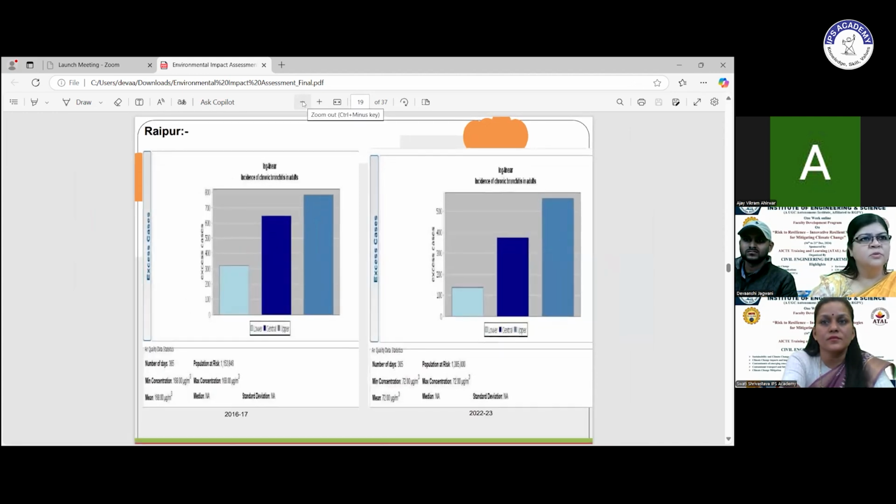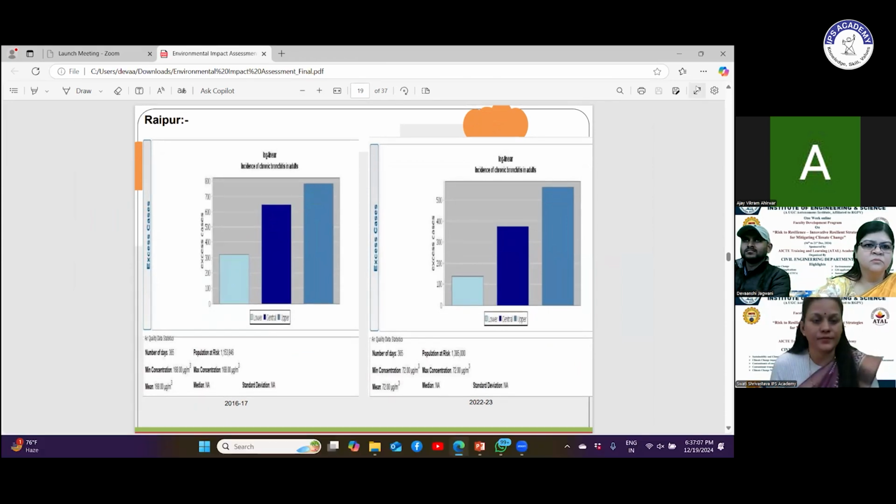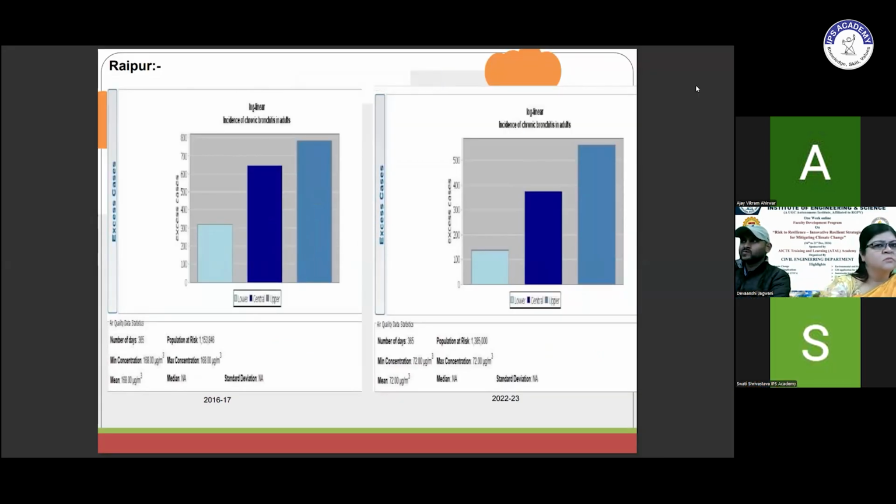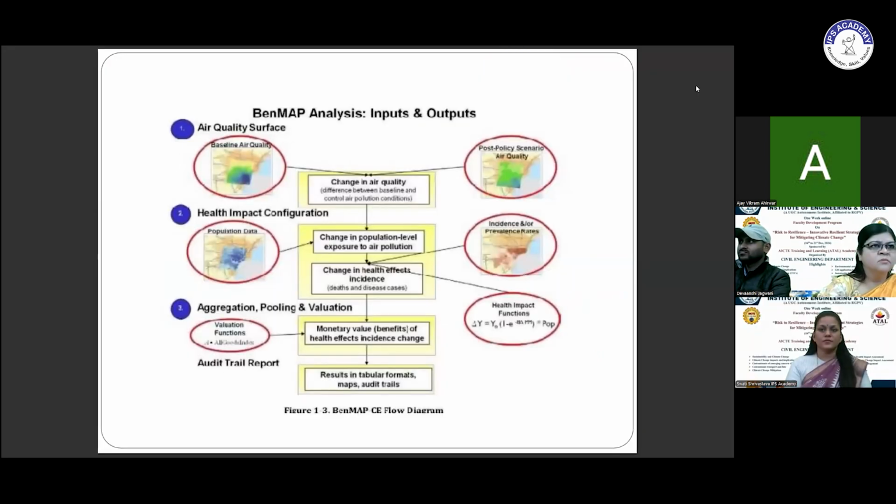Okay, we can see in this slide also the comparison of 2016-17 and 2022-23 for Raipur city, because the concentration of particulate matter has decreased nowadays as compared to 2016-17 due to some industrial reasons. Anyone can use this software, WHO AirQ Plus. It is freely available on the WHO website.